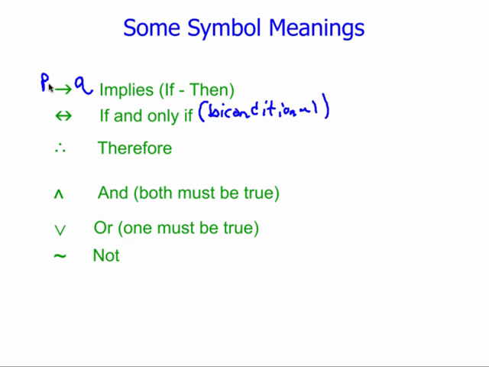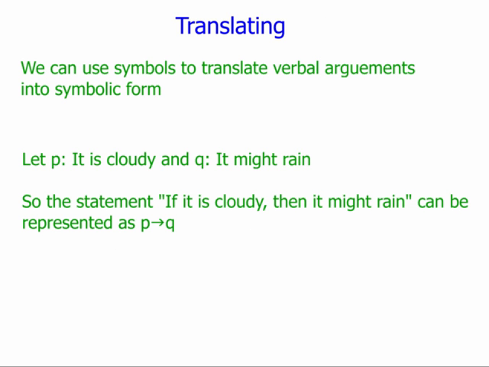All right, so these are the symbols that we're going to be using, and we can use these symbols to translate verbal arguments into symbolic form. For example, if we let P be, it is cloudy, and Q be, it might rain, the statement, if it is cloudy, then it might rain, can be represented as P arrow Q. P being it's cloudy, Q being it might rain, and the arrow meaning implies or if then. So it's simple. We just take the words and turn them into symbols.